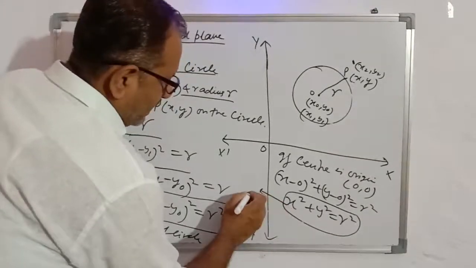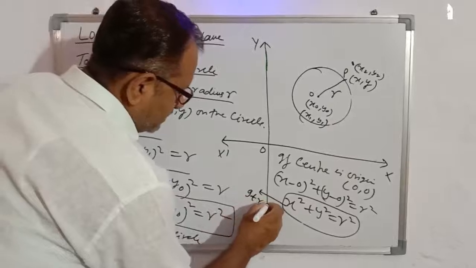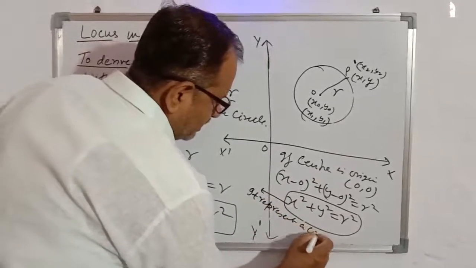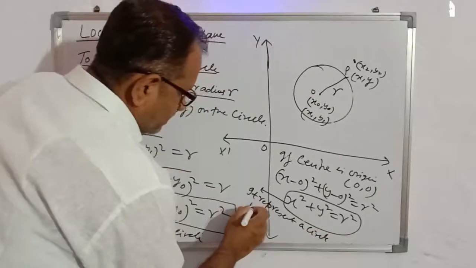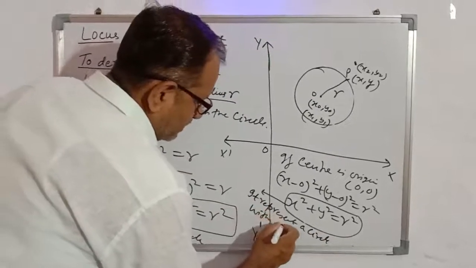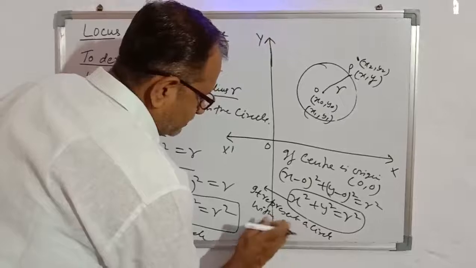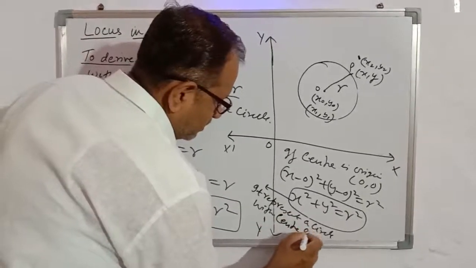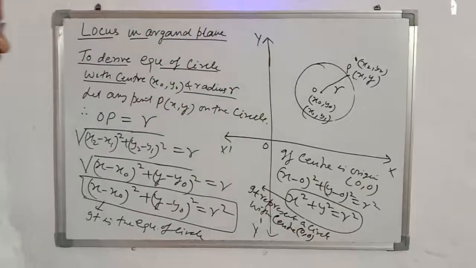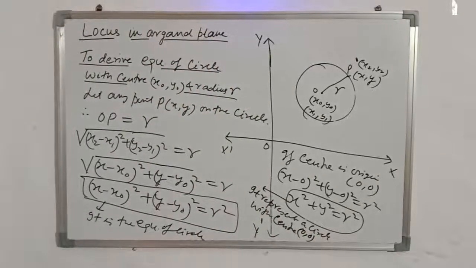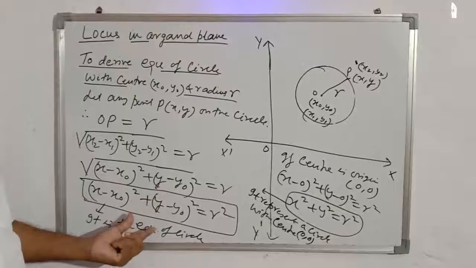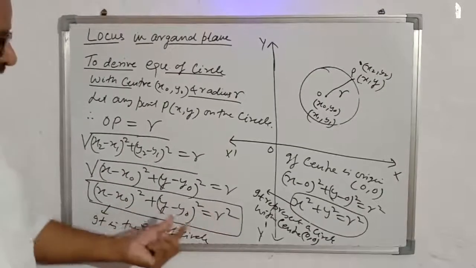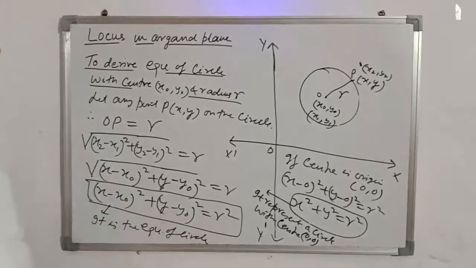So we can write that it represents a circle with center (0, 0), meaning the origin. I hope the equation of the circle is clear. So you have to learn it.